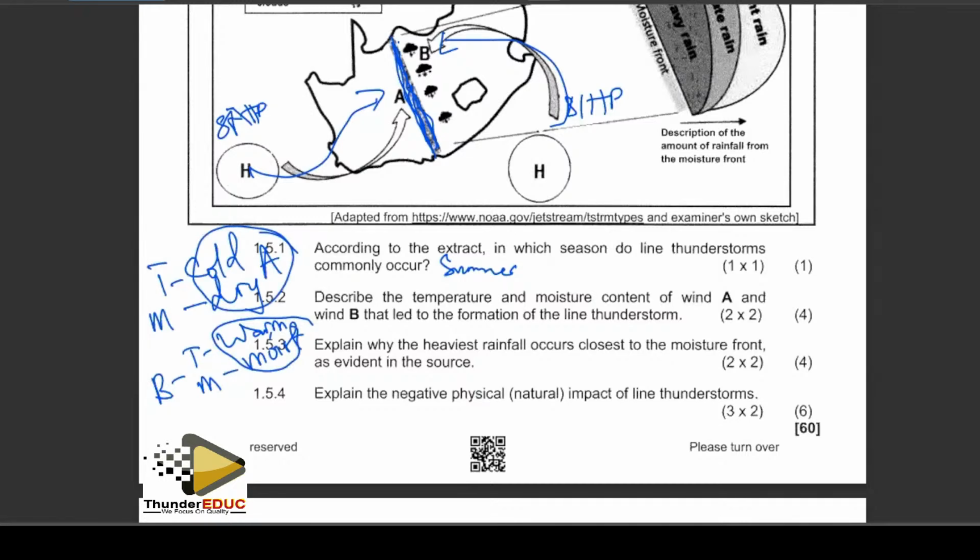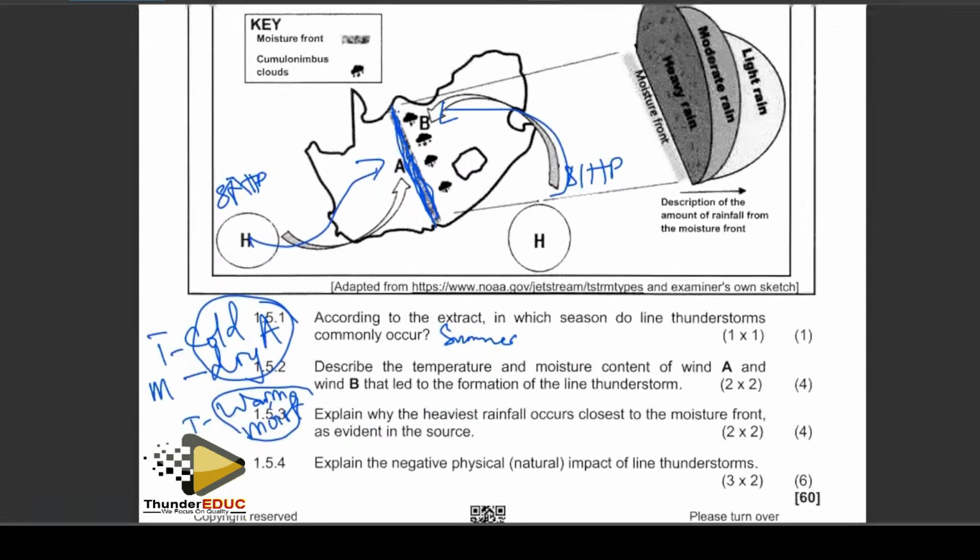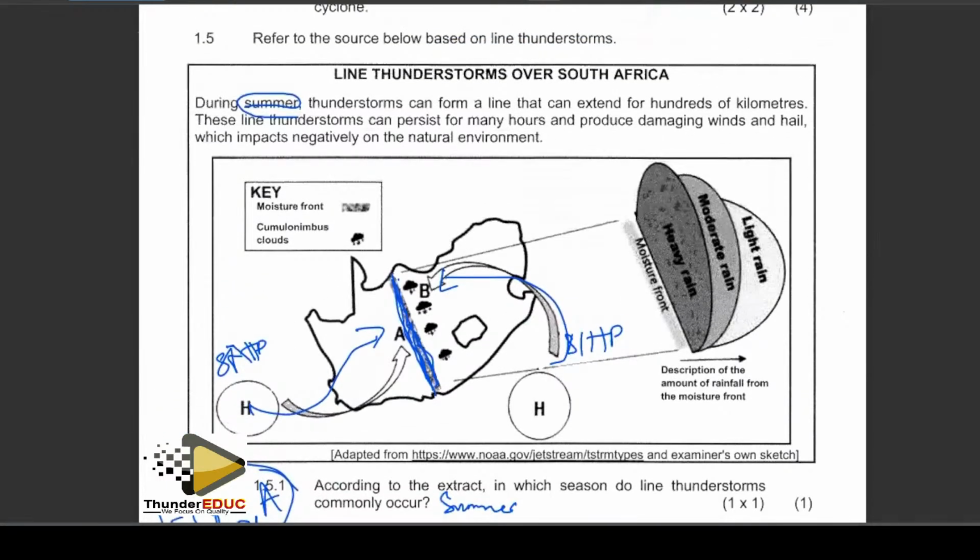Explain why the heaviest rainfall occurs closer to the moisture front, as evident in the source. Right, we can see here, this is the situation that happens at the moisture front. If the moisture front is here, it means immediately to the east of the moisture front, there's heavy rainfall. As we move further, the rain becomes moderate and becomes light as we move away from the moisture front.